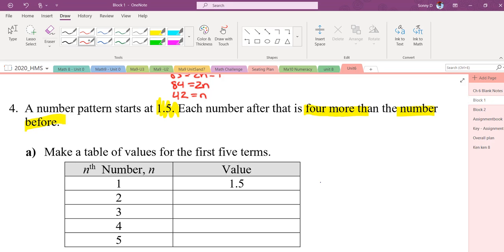3. Oh, no. What would it be? 5.5. It's 4 more. We need to increase this by plus 4. All right?